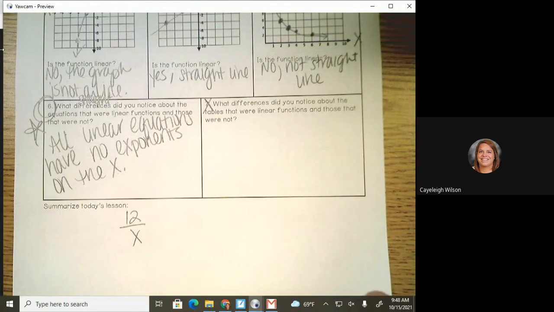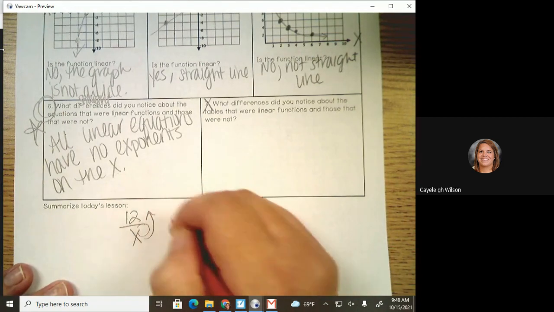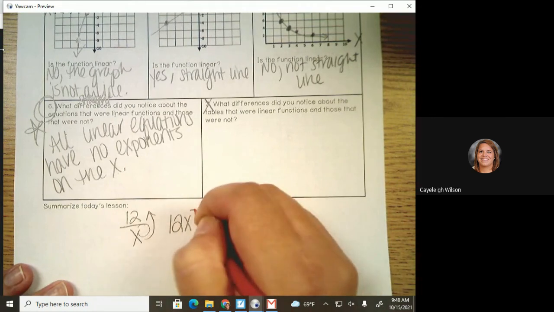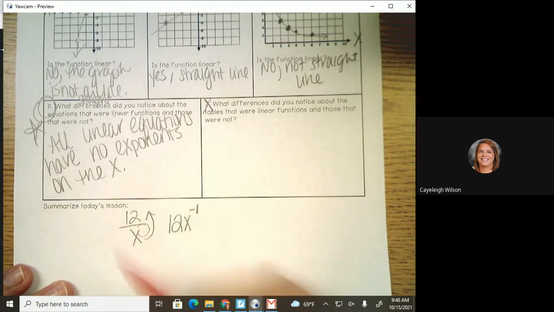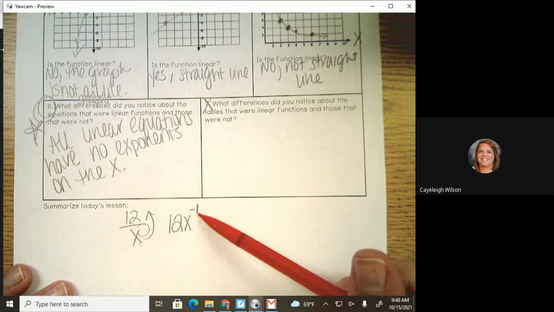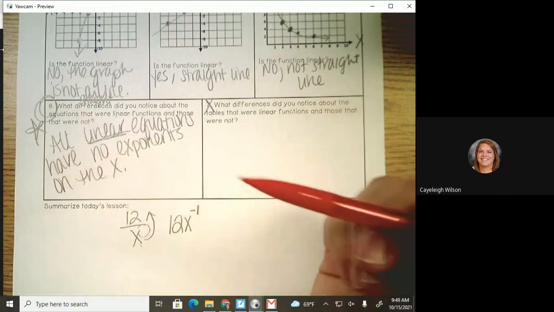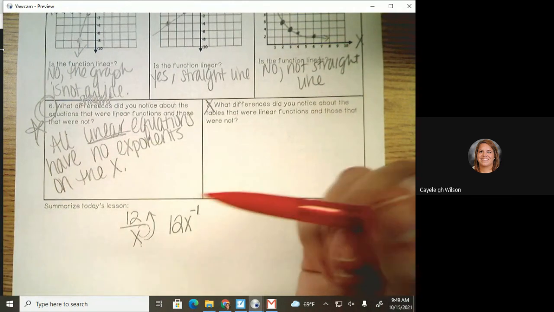And Preston's going to tell us why. This is actually x to the -1. So if I was to move this up, that's actually 12x to the -1. Because remember when we were working on exponent rules, negative exponents went to the other side of the fraction. So that's why it was on the bottom, because it had a negative exponent originally. Okay, so all linear equations will have no exponents on the x, and the x will be on the top.